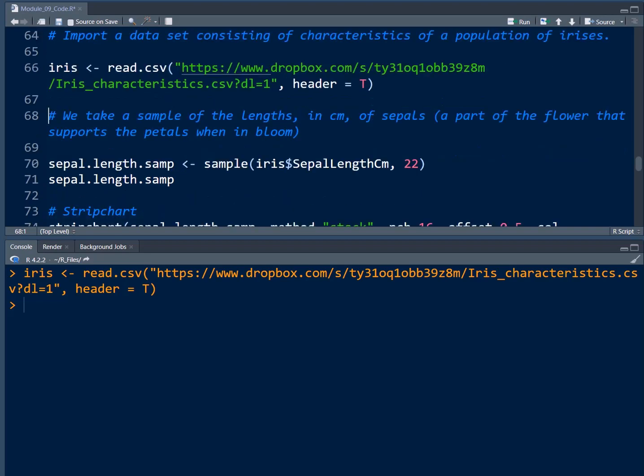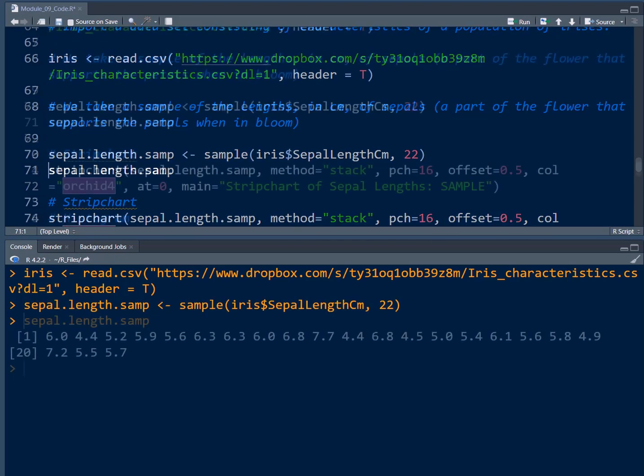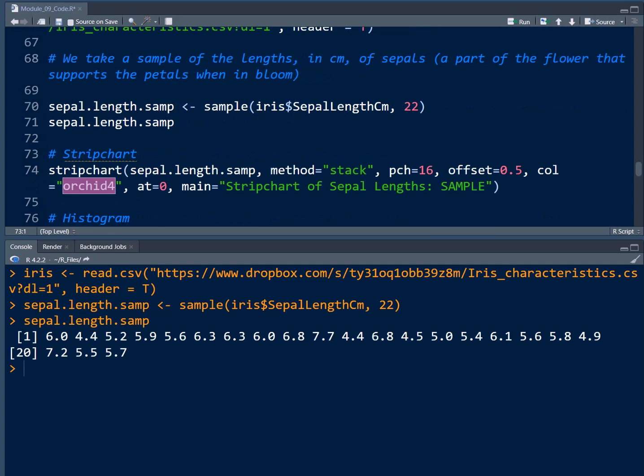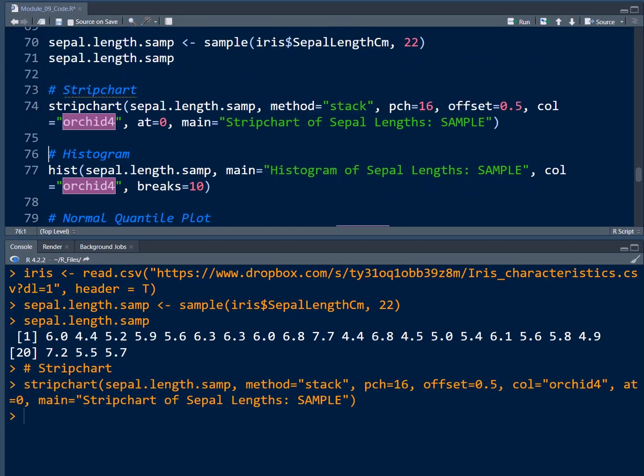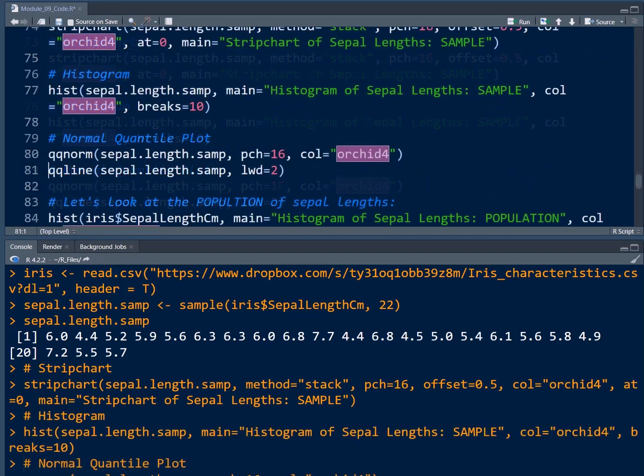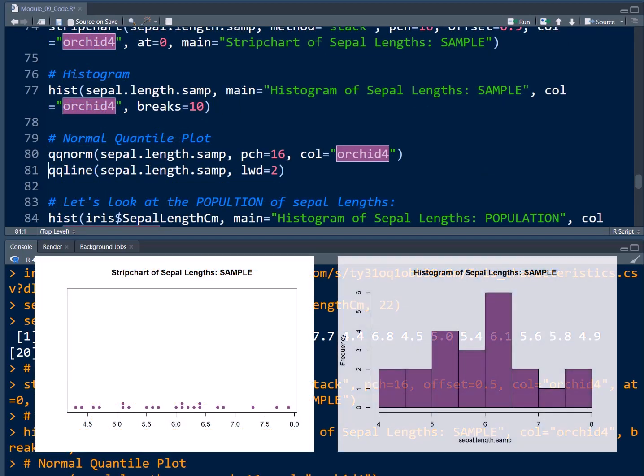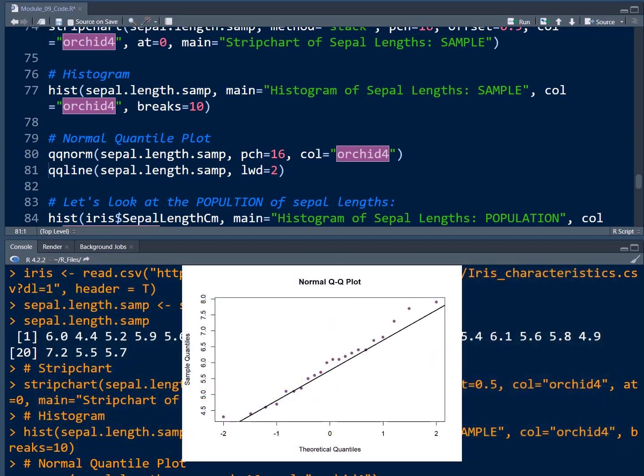Okay, we're going to take a sample of the lengths in centimeters of sepals, a part of the flower that supports the petals when it's in bloom. Let's investigate whether it would be a reasonable assumption to treat the population of sepal lengths as approximately normal. I'm going to create a strip chart, a histogram, and a normal quantile plot. In this strip chart and histogram, there doesn't appear to be any evidence of strong skewness or outliers.